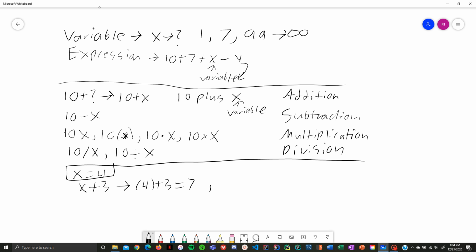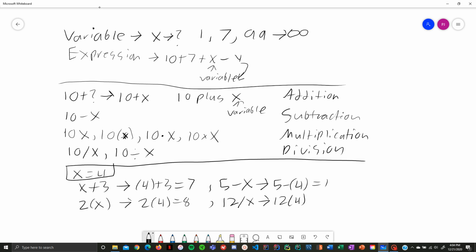We can also do the same for subtraction. Maybe we have 5 minus x. This, again, really just means simply 5 minus whatever the value of x is, which is 4. And that's going to be equal to 1. You can also do this for multiplication. Maybe we have 2 multiplied by x. We simply plug in the value of x, which is 4, and that's equal to 8. And finally, we can also do this for division. Maybe we have 12 divided by x. We can once more plug in x, which is 4, and we know 12 divided by 4 is equal to 3.